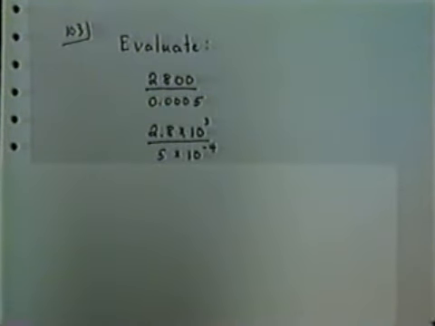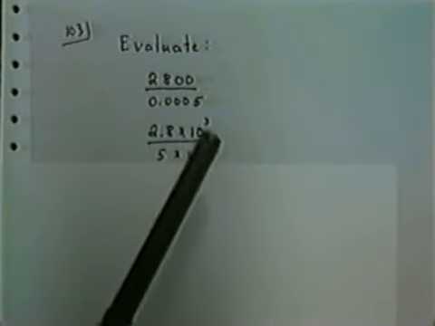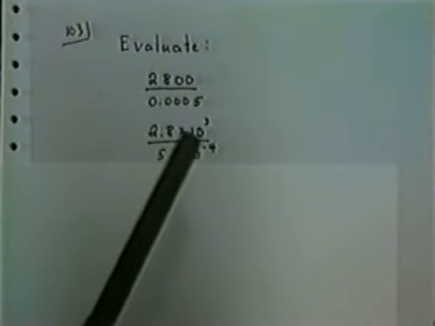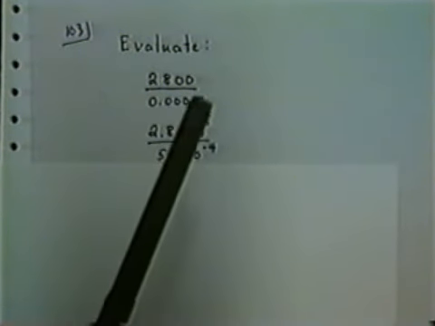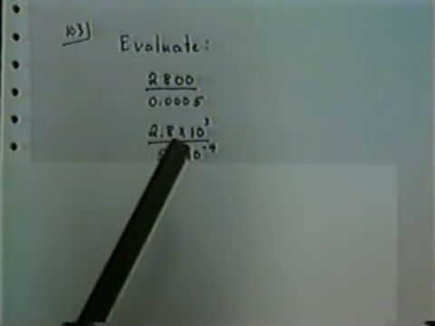Let's evaluate 2,800 divided by 5 10,000ths, or 2,800 divided by 0.0005. The first thing we want to do is to write them in scientific notation. 2,800 is a large number, so the exponent is going to be positive. In order to get the decimal in the right position, I needed to move my decimal 1, 2, 3 places. So it's 2.8 times 10 to the third.